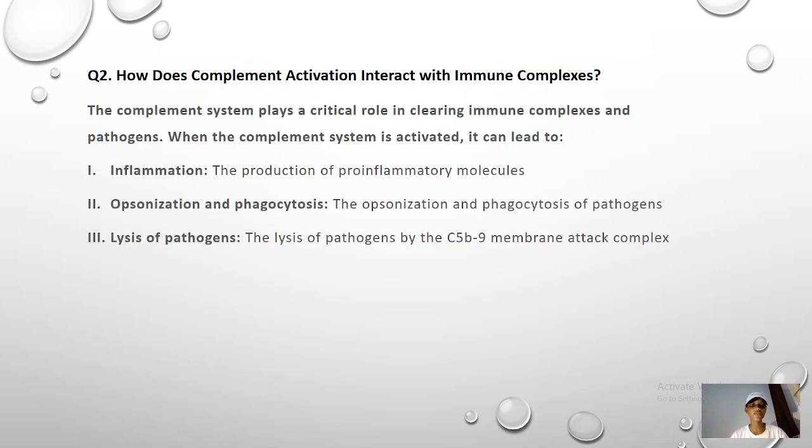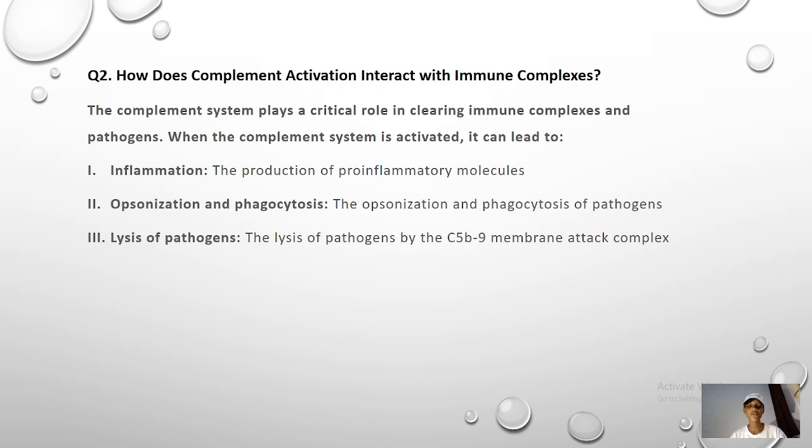The second question states: how does complement activation interact with immunocomplexes? As we have seen, immunocomplexes are formed when an antibody binds to its specific antigen. Here we are going to see how complement activation interacts with it. When the complement system is activated, it leads to three steps. The first step is inflammation. During inflammation there is production of pro-inflammatory molecules.